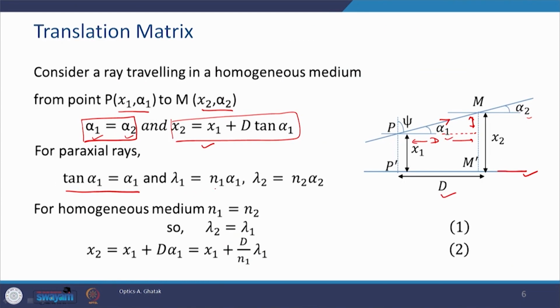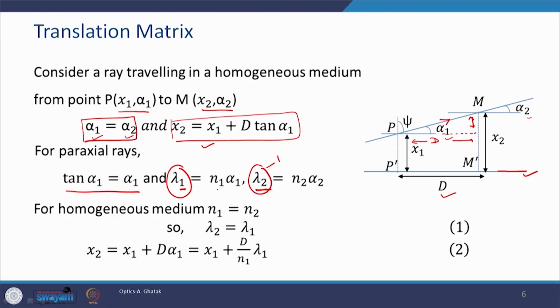For point P, we always use subscript 1. Therefore, for point P, its direction cosine lambda 1 would be given by n1 into alpha 1. Similarly, for point M, its direction cosine will be given by lambda 2, and the expression for lambda 2 would be n2 into alpha 2.